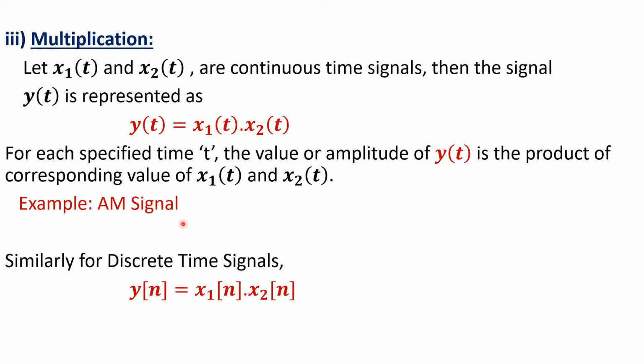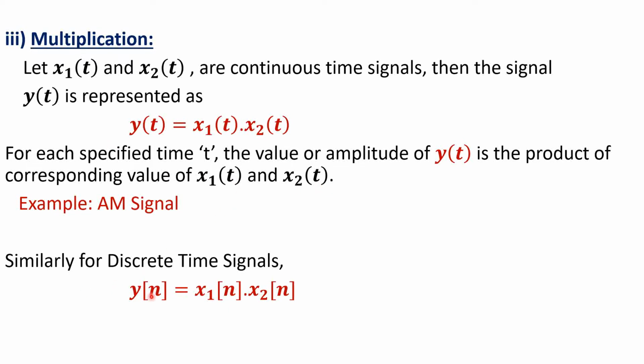So we can say AM signal is an example for multiplication. We know that in AM signal, the information signal or the message signal is multiplied with a high frequency carrier signal. The product of those two will produce a modulated signal. So in this case, we can say the information signal is x1 of t and high frequency carrier signal is x2 of t, and the output, that is modulated signal, is nothing but y of t.